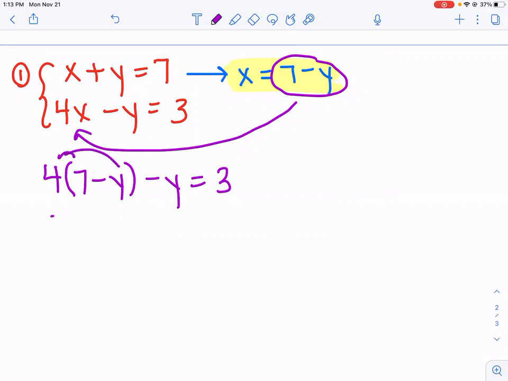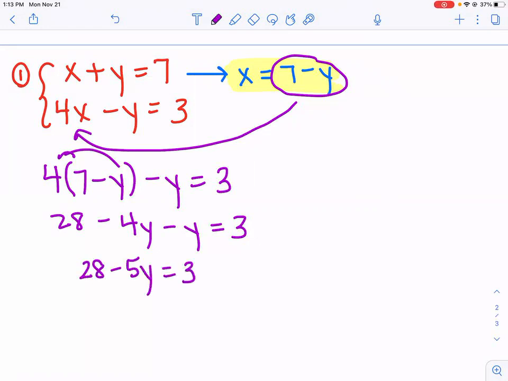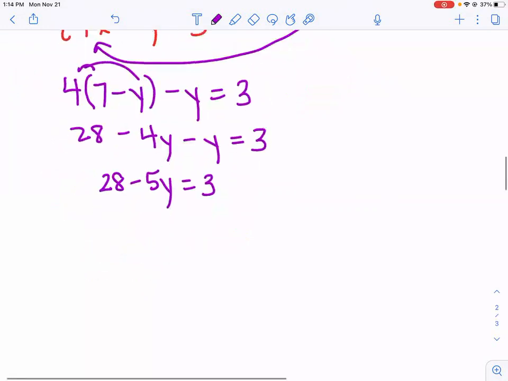So now we have 28 minus 4y minus y equals 3. Okay, negative 4y minus y. And I need to solve for y. So what should I do to both sides?